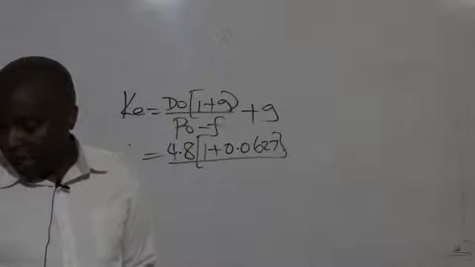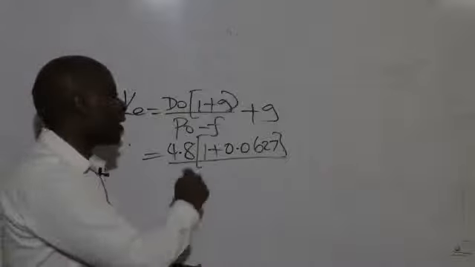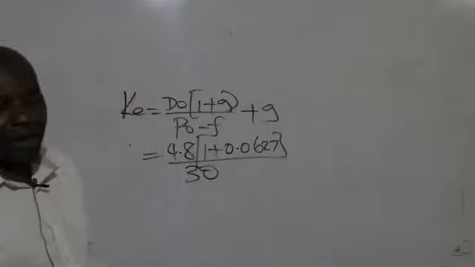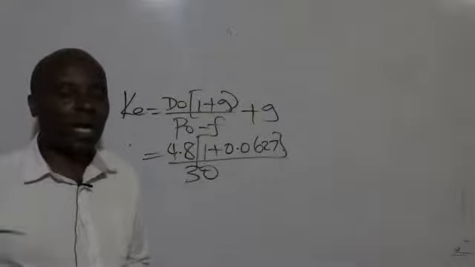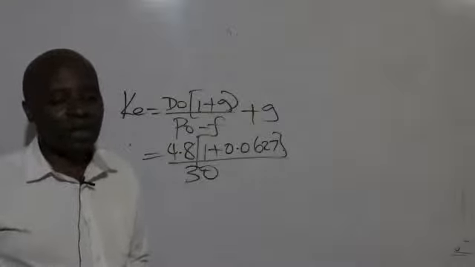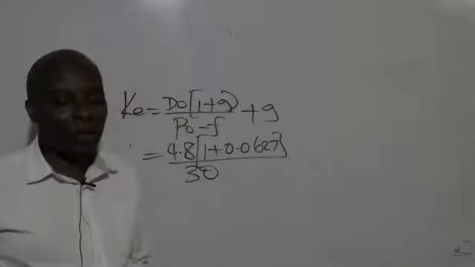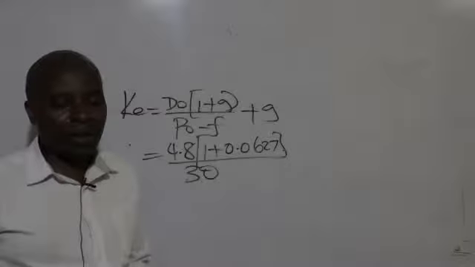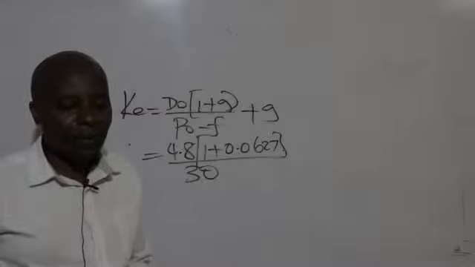The current market price per share is 30. There's no flotation cost. The current market price per share is 30. Is there somebody who's able to see 30? Check there.